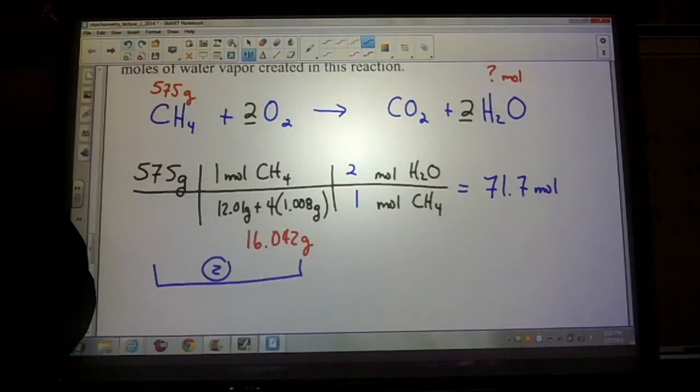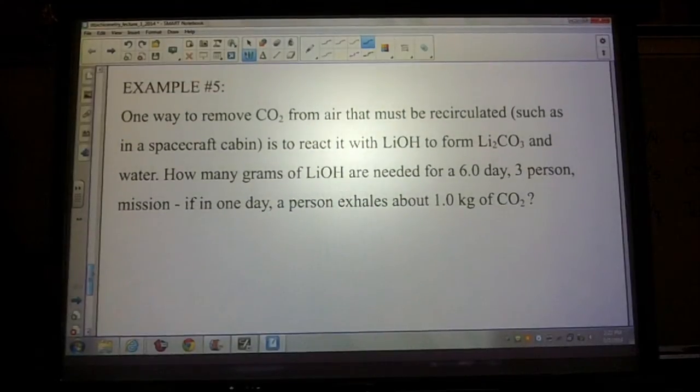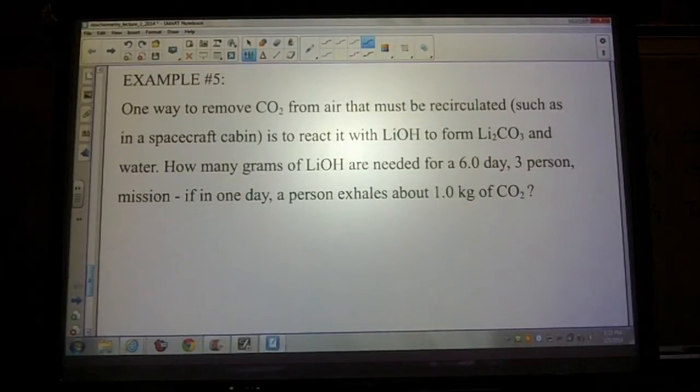Are we done? No, we have 2 more. 2 more, buddy. Here we go. Number 5. Oh, this is a good one. This is the big one. All right, number 5. What page is that on?